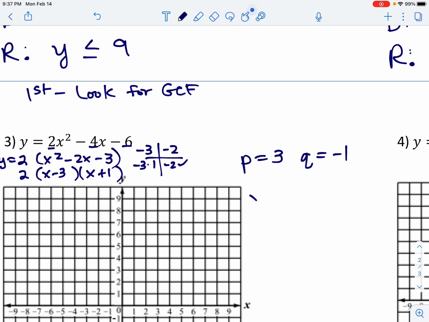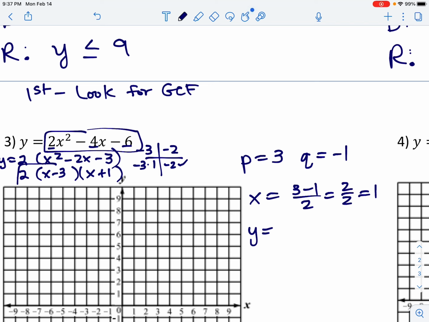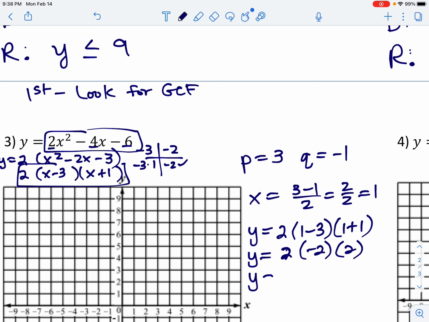So we're going to find what x equals. We're going to do 3 minus 1 divided by 2, which is 2 divided by 2, which is equal to 1. Plug it in for y. You can either plug it into the original or plug it into the intercept form. I'm going to use the intercept form because it's easier to calculate. So I have y equals 2 times 1 minus 3 times 1 plus 1. So y equals 2 times negative 2 plus 2. So y equals negative 8.